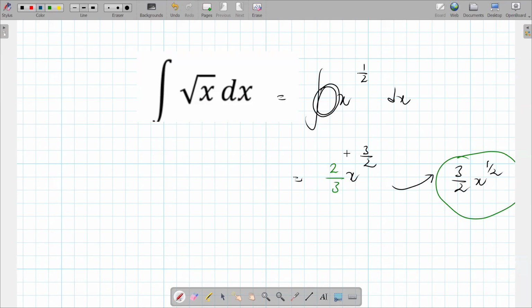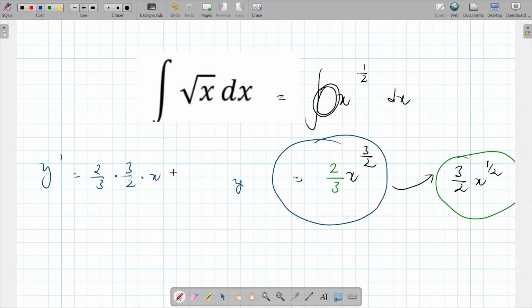Here, let me show you this. If you do this, the derivative, let's say this is y prime, would be 2 over 3 in the front as is, times 3 over 2 times x to the 1 over 2. These cancel each other out. It's a 1. So you get x to the 1 over 2, like that. Okay? In fact, I'm going to give you a general form here.